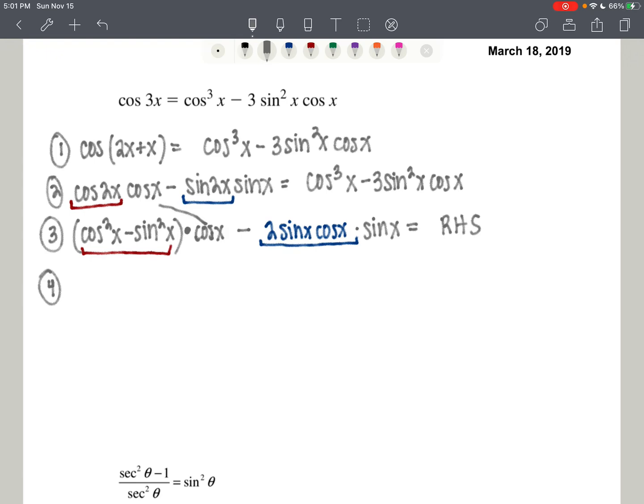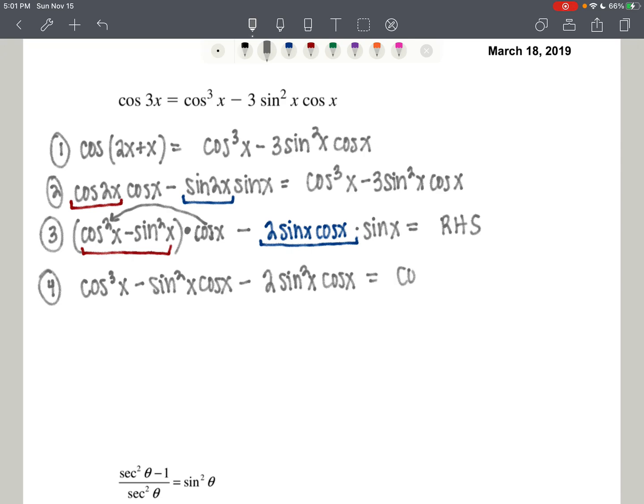If I distribute this cosine, I'm going to get cosine cubed, and I absolutely need a cosine cubed on the right-hand side. So that's what I'm going to do. I'm going to distribute, giving me cosine cubed of x minus sine squared of x, cosine of x. And then this next term is 2 sine of x, cosine of x, sine of x. So that's the same thing as 2 sine squared of x, cosine of x.